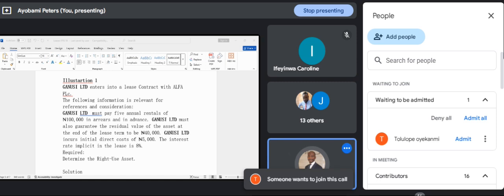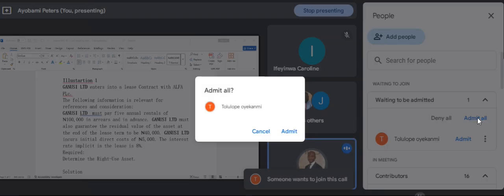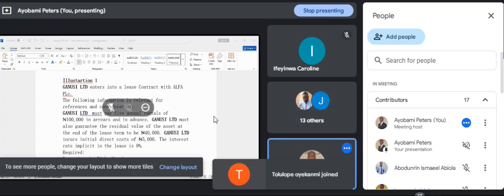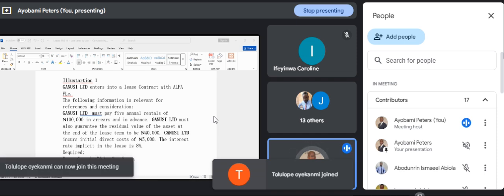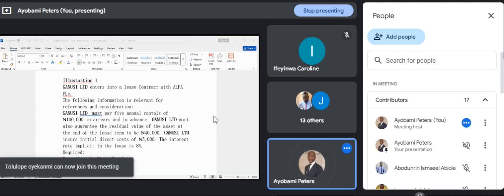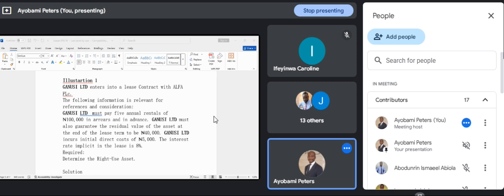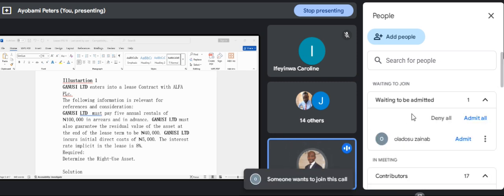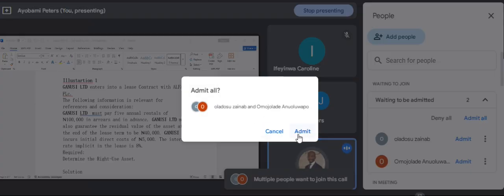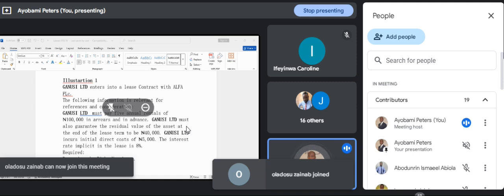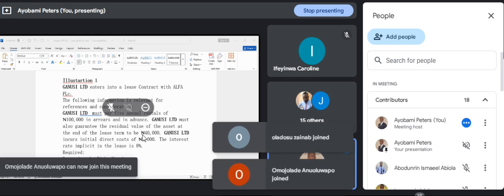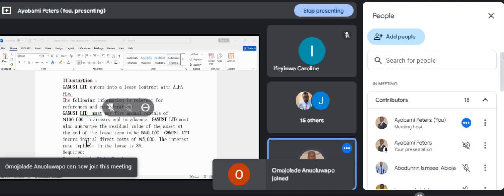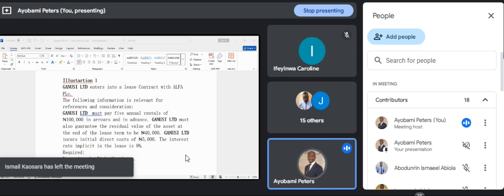We are looking at this very wonderful illustration, seamless and simple. Ganusi enters into a lease contract with Alpha PSC. The following information is relevant for references and consideration. Ganusi Limited must pay 5 annual rentals of 100,000 in arrears and in advance. Ganusi Limited must also guarantee the residual value of the asset at the end of the lease term to be 40,000. Ganusi Limited incurs initial direct cost of 5,000. The interest rate implicit is 8%.